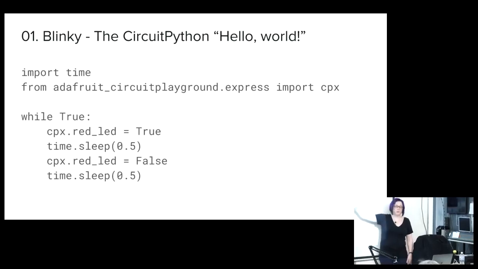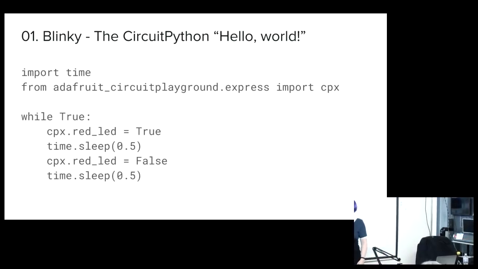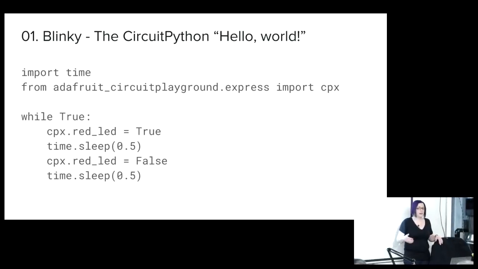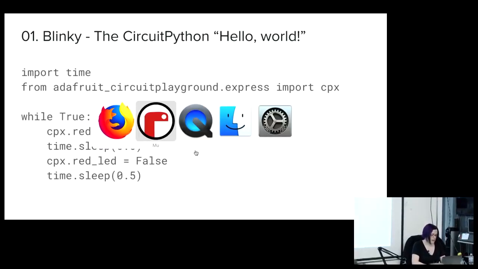Now we have our while true loop, and I don't know how many of you have worked with Python before? And how many of you have not? Okay, excellent. So I'm going to actually explain what this does. A while true loop basically means forever do all of the things indented underneath this line. So this says forever do these things. And what these things are is we're setting the red LED to true, and what that means is we're turning it on. And time.sleep means we're going to pause for 0.5 seconds. Then we're going to set it to false, which means we're going to turn it off. And then we're going to pause again for 0.5 seconds. And what that does is it has the effect of making the LED blink.